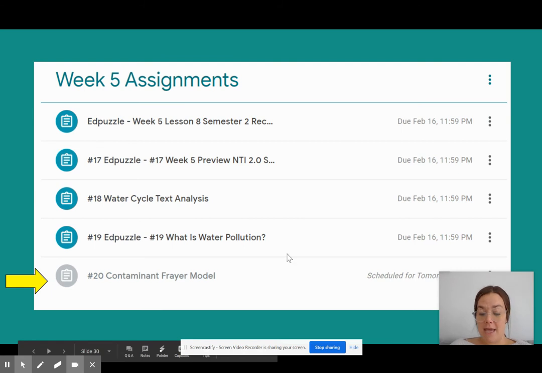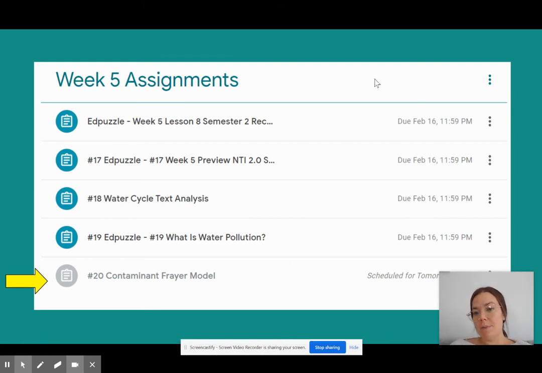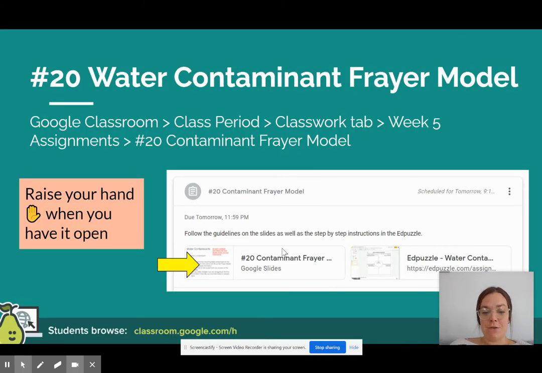So, the assignment that I'm going to briefly talk about is going to give you an opportunity to explore lead or another contaminant a little bit deeper to understand what that is, how it gets there, how it gets out, and why it's a contaminant of importance for us to think about. So, number 20 is the assignment. It should have been posted for you under week 5 assignments. There is an Edpuzzle that kind of walks you through how to do it if you need some additional support, but I'm going to show you it right now.